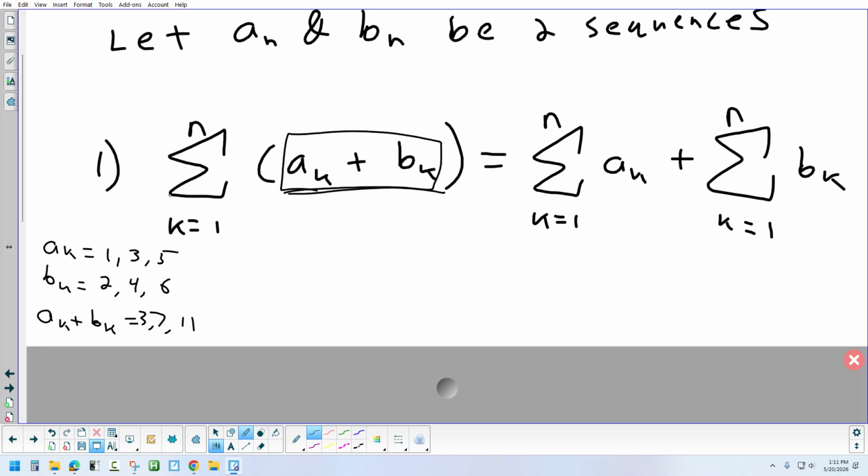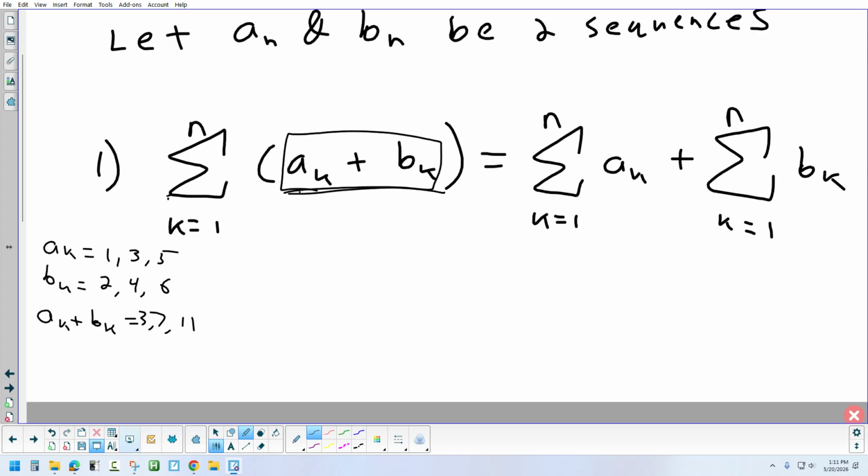Now, this summation symbol means to add what you just told me together. Add 3 plus 7 plus 11. So the sum of these 2 sequences is the 3 plus the 7 plus the 11. That's what the left-hand side needs to do. And what do you get when you add all those up? Yep. 21.